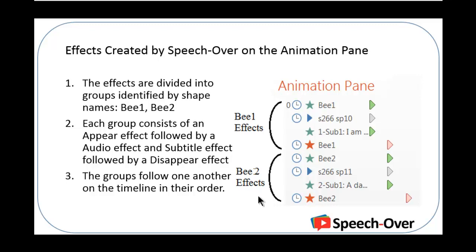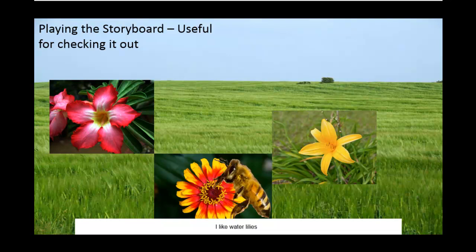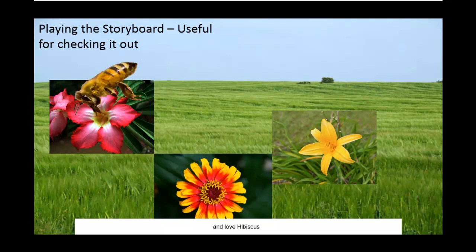I am Bonnie the bee. A daffodil is yellow. I like water lilies and love hibiscus.